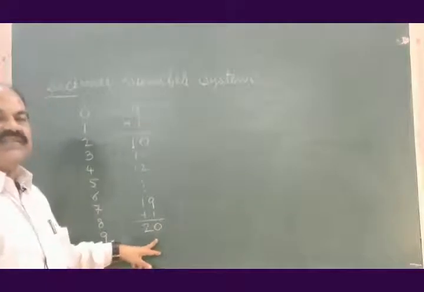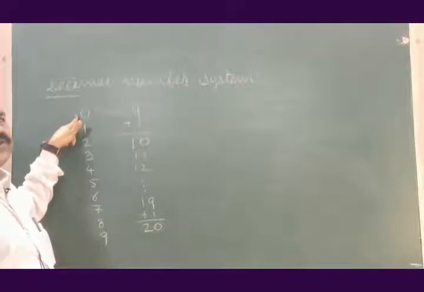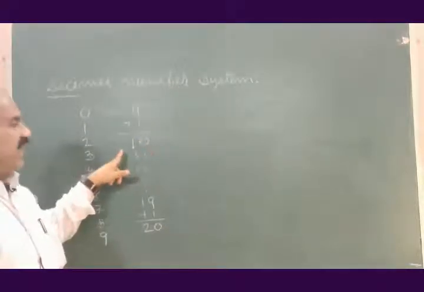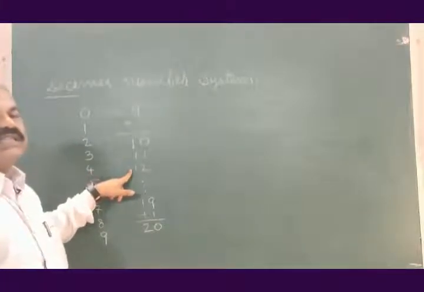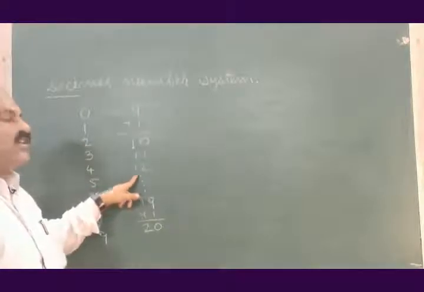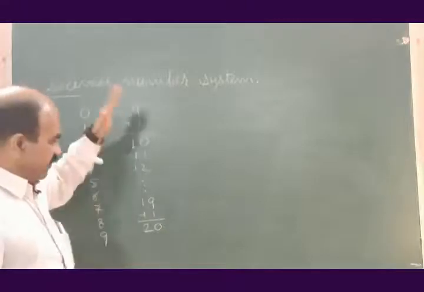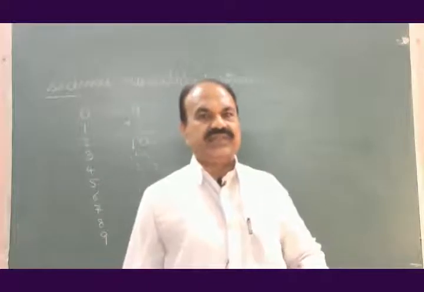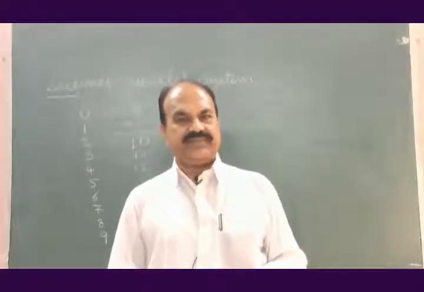What is 20? Third digit followed by first digit. 10, second digit followed by first digit. 11, second followed by second. 12, second digit followed by third digit. 13, second digit followed by fourth digit, and so on. This way we can write and count the numbers in decimal number system.